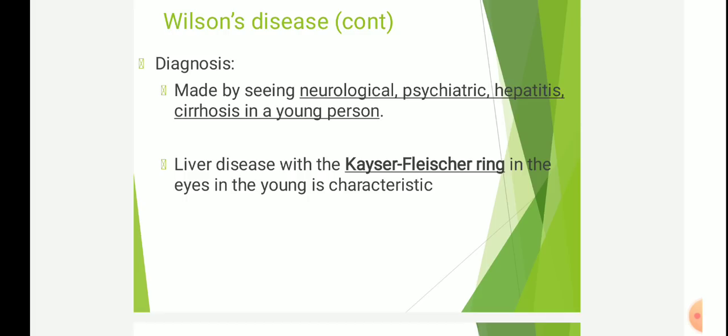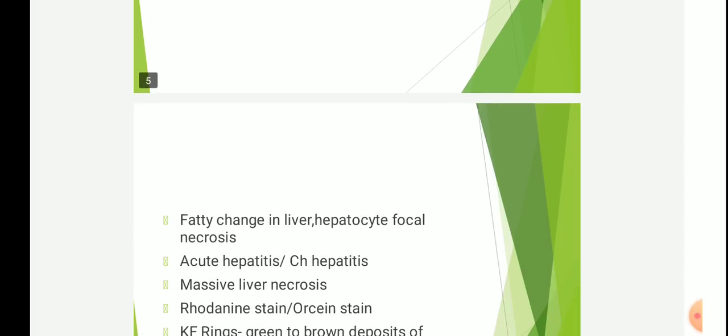The diagnosis is made by seeing neurological and psychiatric ailments here. Even hepatitis and cirrhosis you can come across in young people. One of the important diagnostic findings during examination of the patient's eye is that you see deposits of copper as brown deposits around the cornea, an outer corneal ring, that is called the Kayser-Fleischer ring. So this Kayser-Fleischer ring can be seen there.